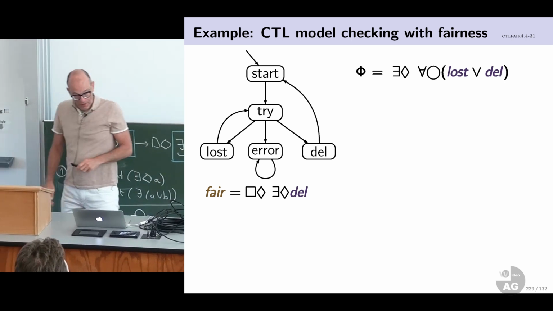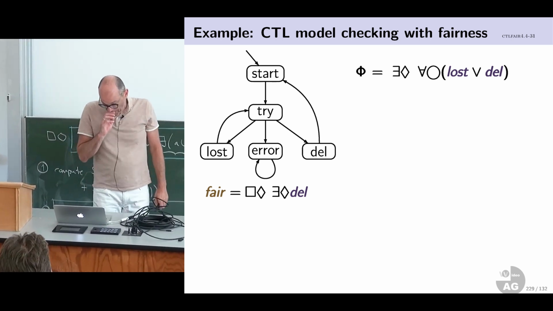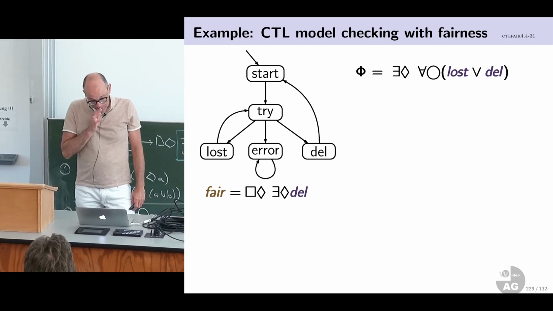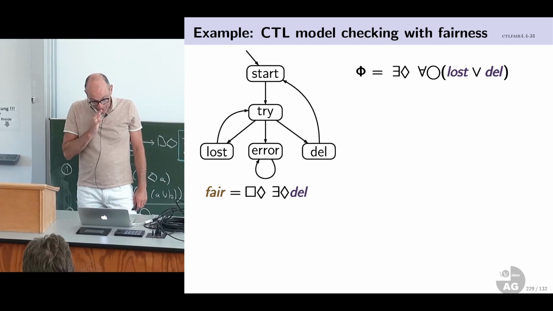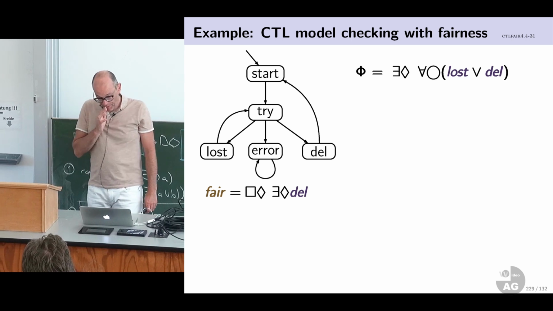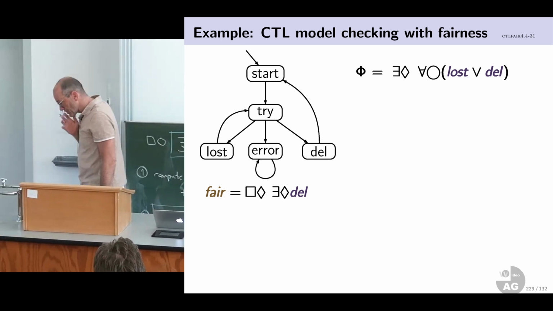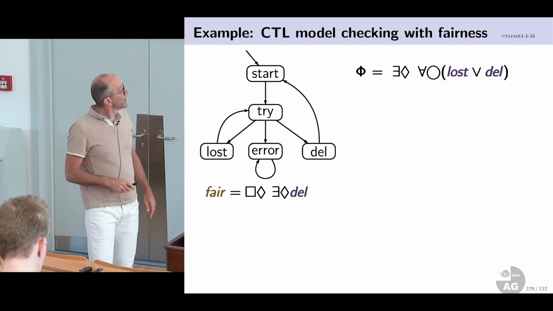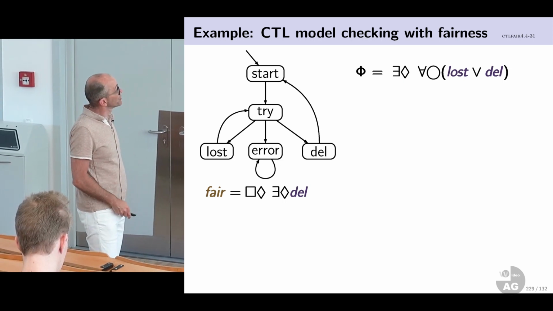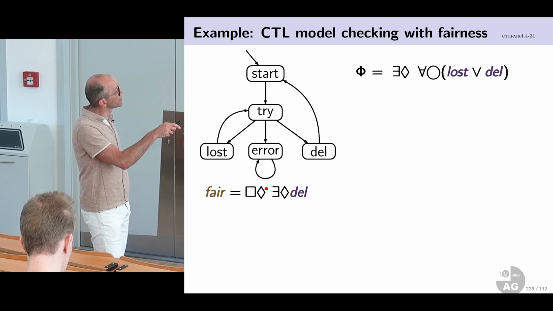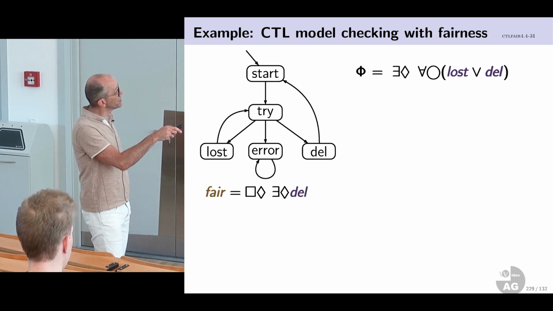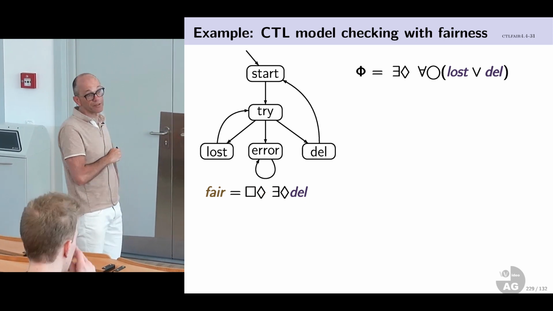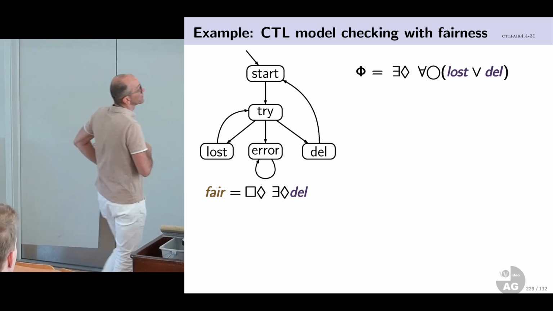Example. Example with this small communication protocol that we have seen before. I'm interested in the CTL formula which is written down on the right, and assume that the fairness assumption says infinitely often I visit a state for which this CTL state formula holds: there exists a path that eventually leads to the del state.